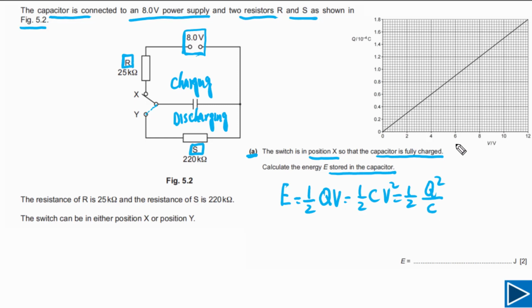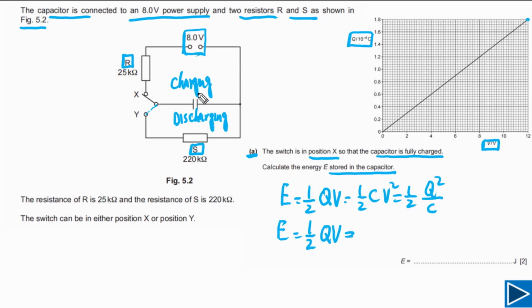But if you look at this graph, in this case we have the value of V and we have the value of Q. So simply we can use E equals 1/2 QV and find the energy stored in the capacitor. Now let's understand what value of Q and what value of V we have to use. The first thing we need to understand is the voltage of the battery, which is equal to 8 volts.